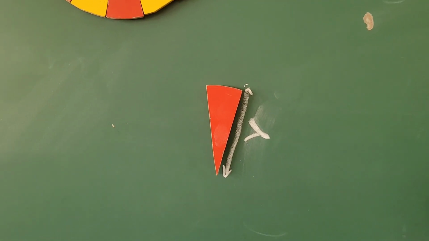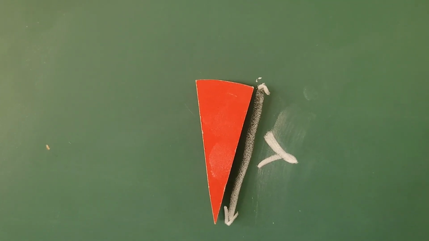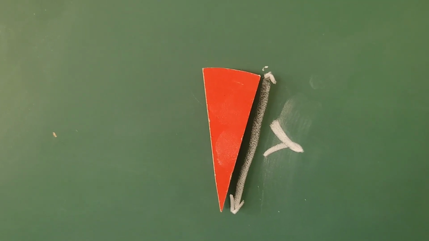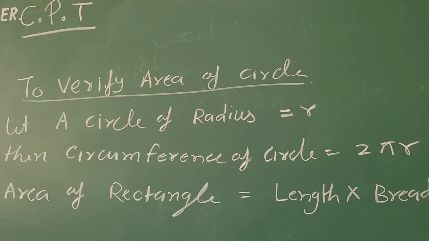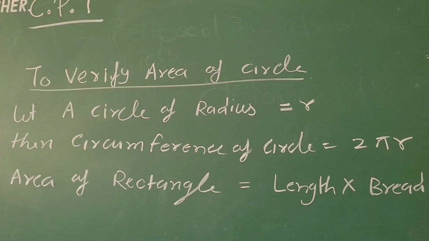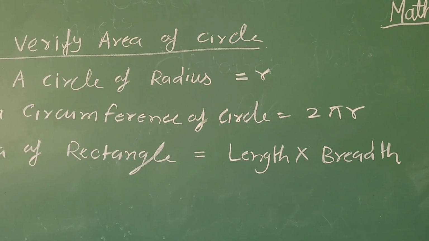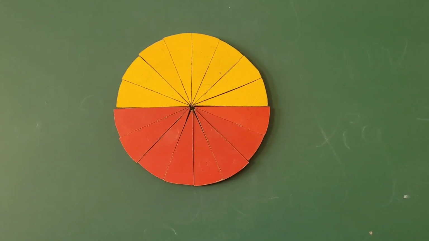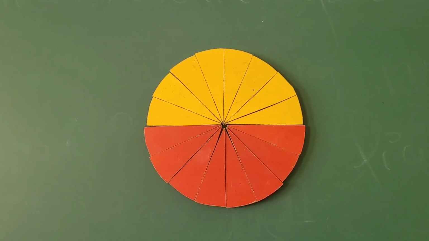Let the circle of radius r. We can see that here this is a part of a circle of radius r. So we know that the circumference of the circle is 2 pi r, and also we know that the area of a rectangle is length into breadth. Now we arrange this circle in two different colors.